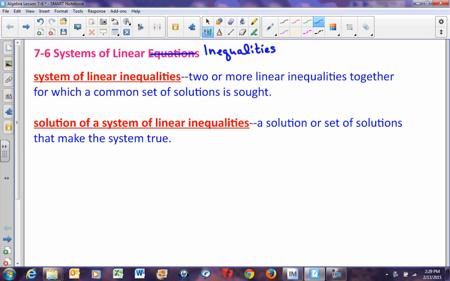Systems of linear inequalities are two or more linear inequalities together for which a common set of solutions is sought. A solution to a system of linear inequalities is the solution or the set of solutions that makes the system true. In other words, it's where the shading for each graph overlaps. In the last lesson we learned how to graph one linear inequality and shade one side of the graph or the other. In this lesson, we're going to learn how to graph two and how to shade so that you know where the solution of the system is.